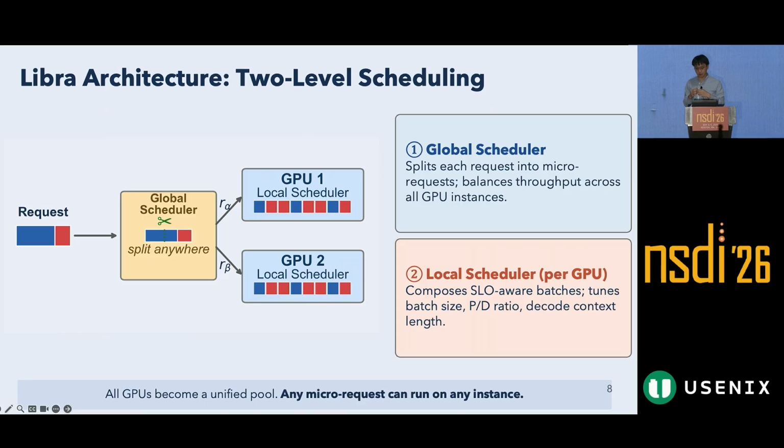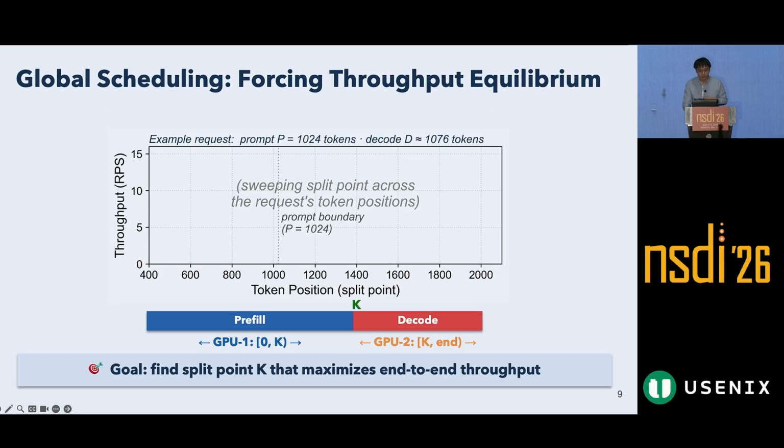The next 3 sections will dive into each component: global scheduling, local batching strategy, and the carry transfer optimization in order. Okay, let's first introduce the global scheduler. The global scheduler decides where to split each request. The intuition of our design comes from queuing theory. The end-to-end result is determined by whichever GPU is slowest.